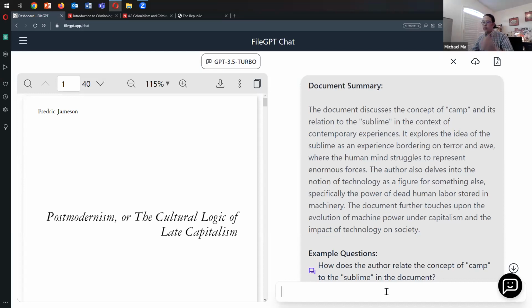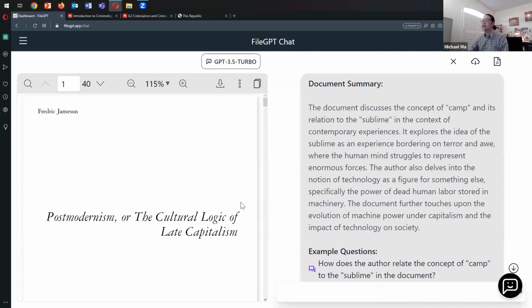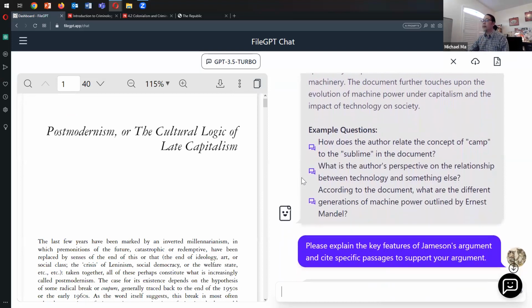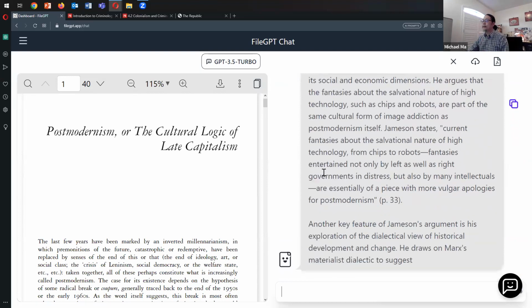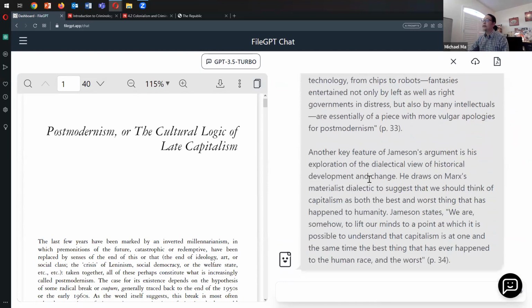Okay, so let's say, please explain the key features of Jameson's argument and cite specific passages to support your argument. So I've done that. Let's see what it comes up with. Okay, so it's citing.